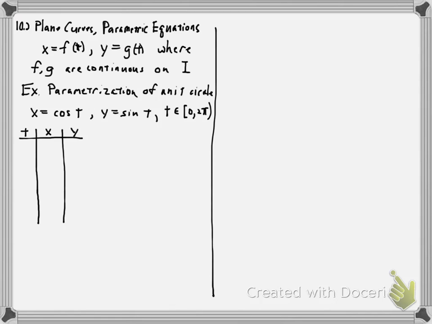In any case, I'm going to choose different values of t like we did in class. I'm going to choose 0, pi over 4, pi over 2, 3 pi over 4, pi, 5 pi over 4, 3 pi over 2, 7 pi over 4, and 2 pi.